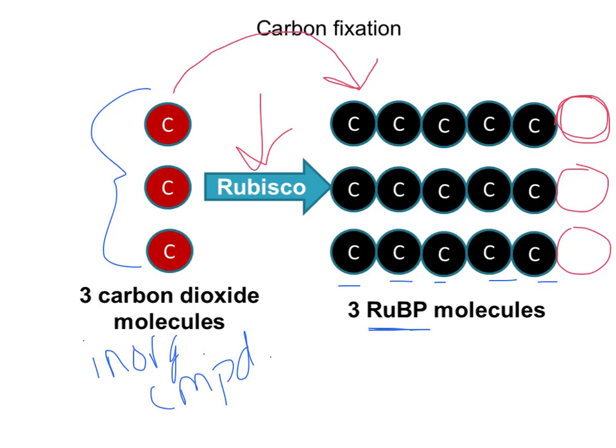So I'm going to have a total of 18 carbons, where before this carbon fixation process started, I had 15 carbons because I had these three 5-carbon ribulose bisphosphate molecules. And now after carbon fixation, I'm going to end up with 18 carbons.